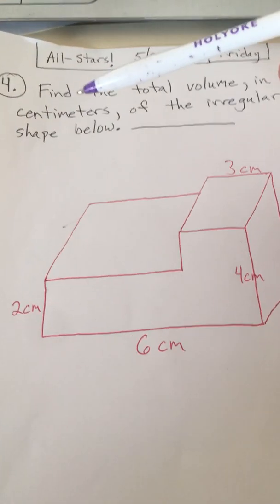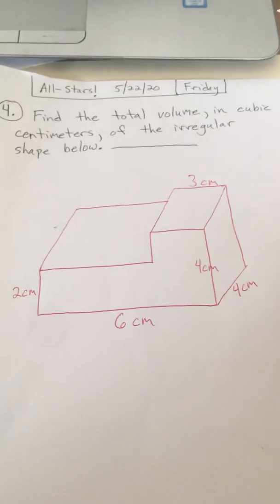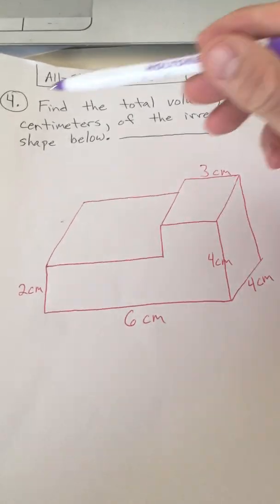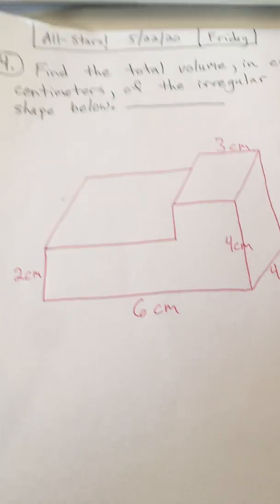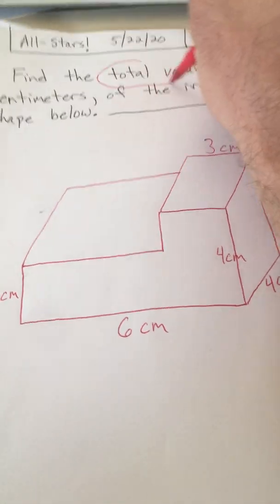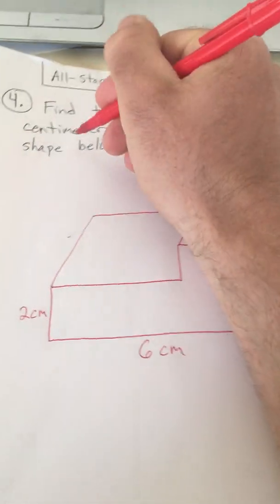This is listed under your Google Classroom assignment for today. It's question number 4. This is our All-Star Challenge problem. So here we go. It says find the total volume in cubic centimeters of the irregular shape below. So we're finding the total volume. It's going to be in cubic centimeters.